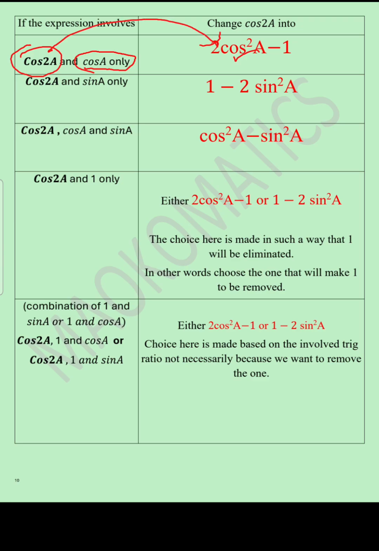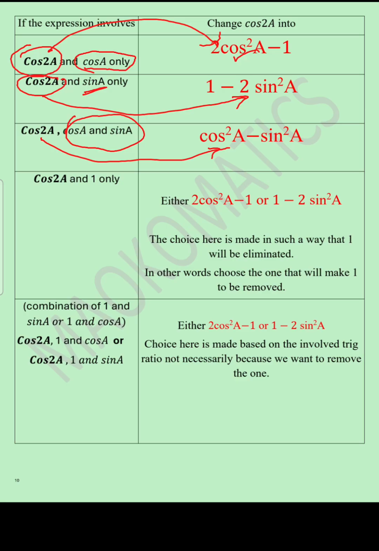Now if it involves sine A, then you need to change this to the one that has got sine only. Because if it involves sine and cos, then the double angle identity they should use is this one, the one that has got cos and sine.